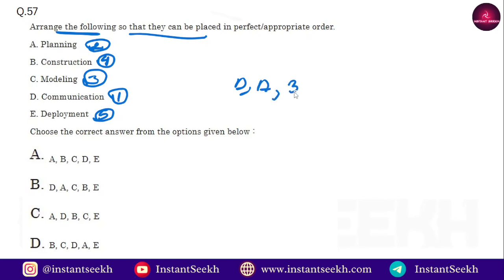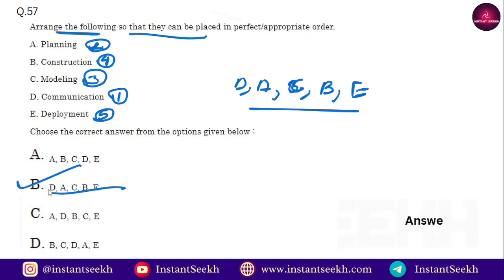that is your designing part. That is your option number C. Then construction, actual implementation, goes as option B, and then your deployment, option E. So your correct order will be D, A, C, B, E. That matches option B, which is your correct answer for this particular question.